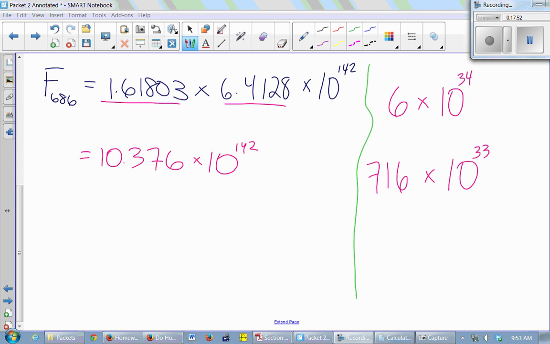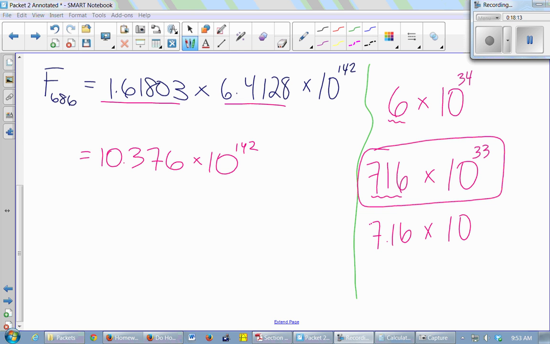But Dwight wrote his number, this number in front is 716, and this number in front is 6. So what I would want to do is convert Dwight's number so that the number in front is just a single digit like mine is. And I would write it as 7.16 instead of 716 times 10. So I just moved my decimal 2 to the left, right? So I need to increase my exponent by 2 to account for the fact that I moved that decimal place. So that would be 35.